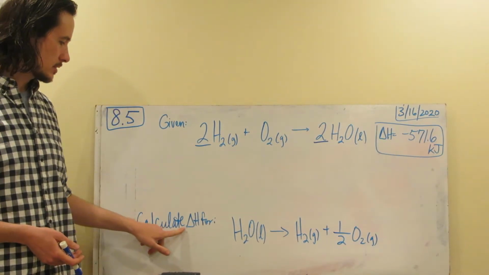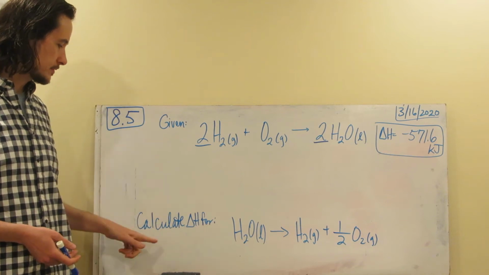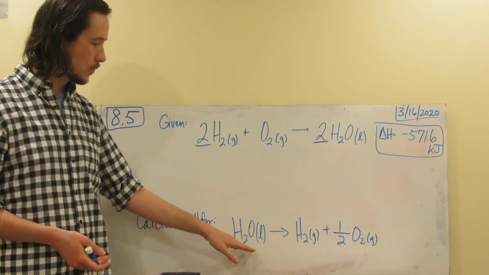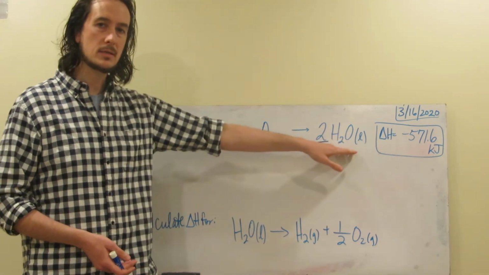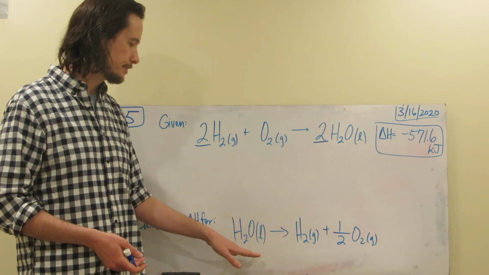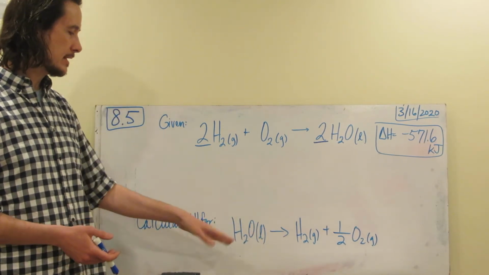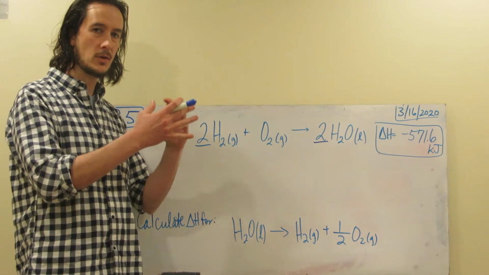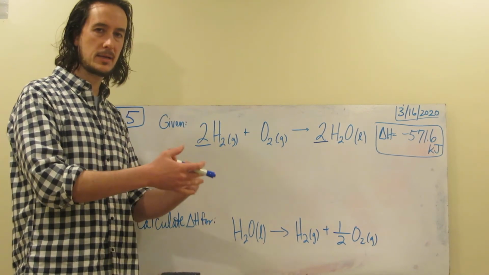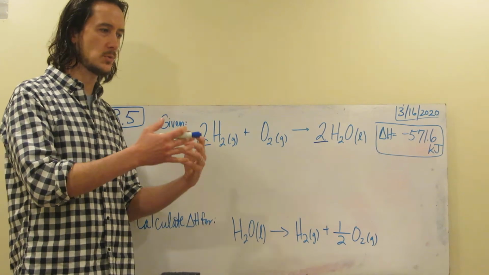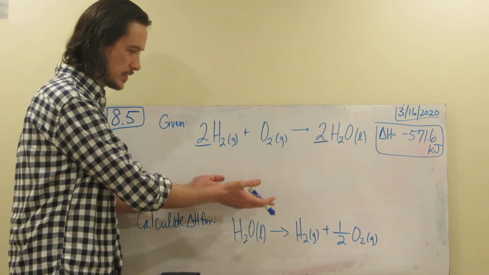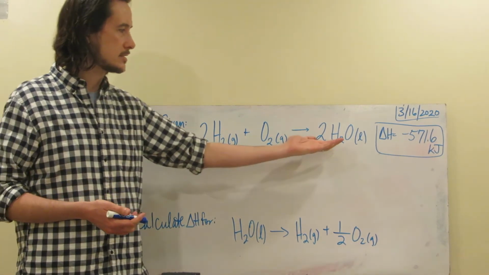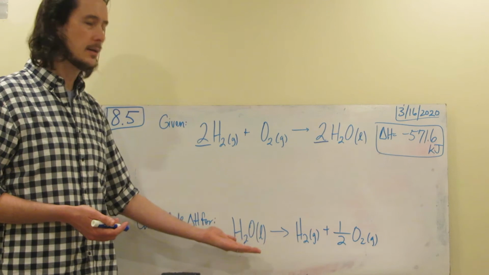Now they're asking you in example 8.5 to calculate the delta H for this equation. So in this one we have water not as a product, the water is a reactant. When you are asked to do something like this, you have to look at what equations you're given and think, what am I going to have to do with this equation to turn it into something that looks like this? And the first thing that we should recognize is that the product is going to become the reactant.